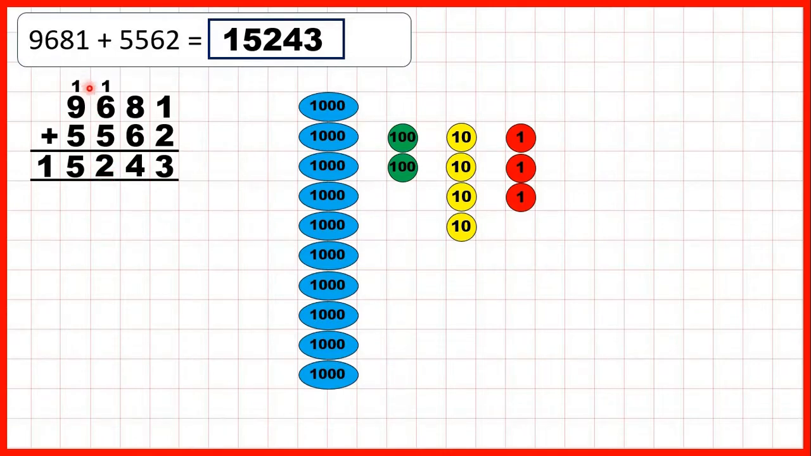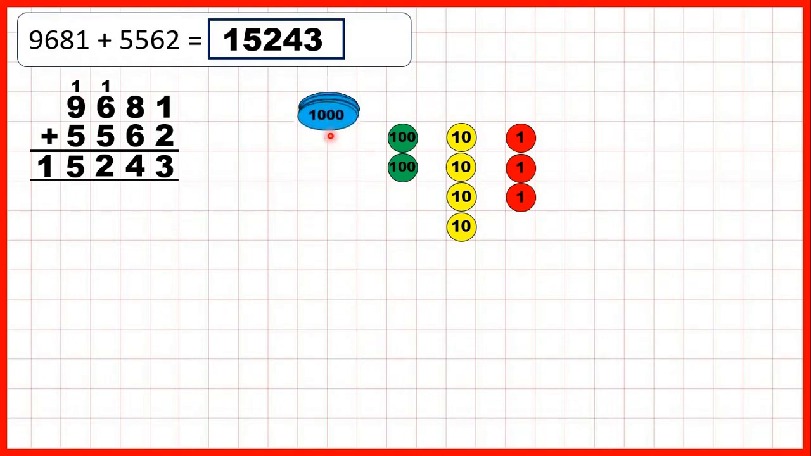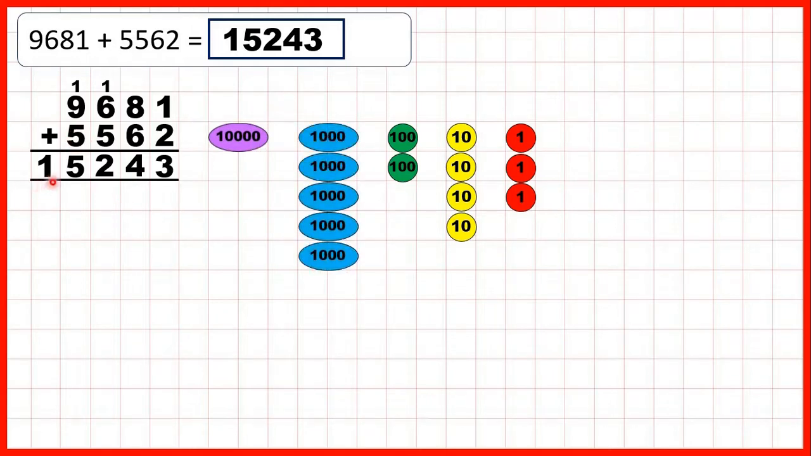So now we need to add the 1,000 that we made from adding our hundreds to the 9,000s in our question, and we need to add 5 more thousands. Now we already have 10,000s because 1 plus 9 is 10. So we can do the exchanging first and exchange 10 thousands for 1 10,000. Then we need to add 5 more thousands, and that gives us our answer 15,243, because we have 1 10,000, 5 thousands, 2 hundreds, 4 tens, and 3 ones.